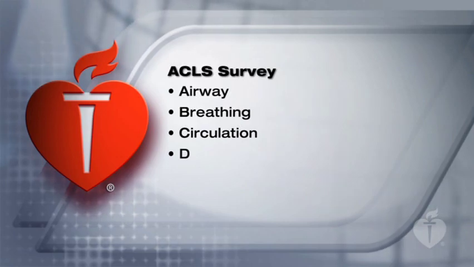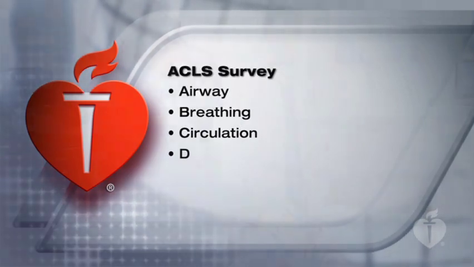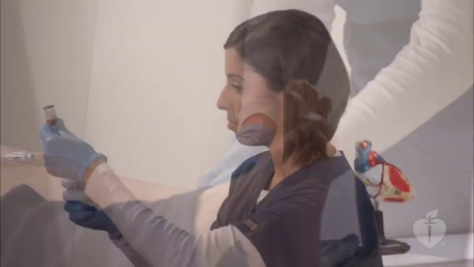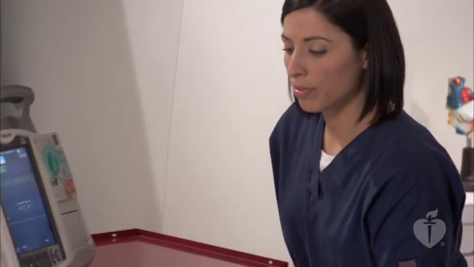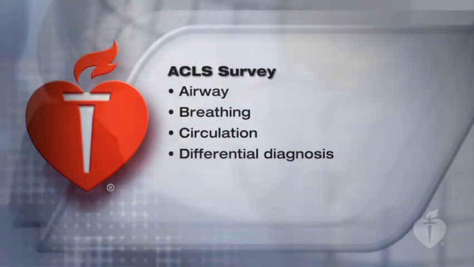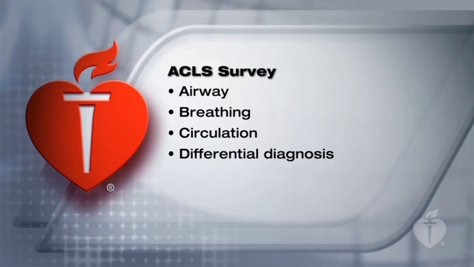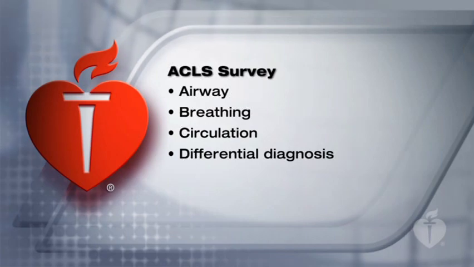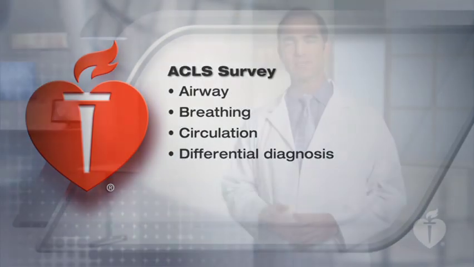C involves supporting the patient's circulatory status. Attach ECG leads, obtain intravenous or IV access or intraosseous or IO access, and give appropriate drugs to manage rhythms. Finally, D stands for differential diagnosis. Search for and treat reversible causes or symptoms by reviewing the H's and T's.